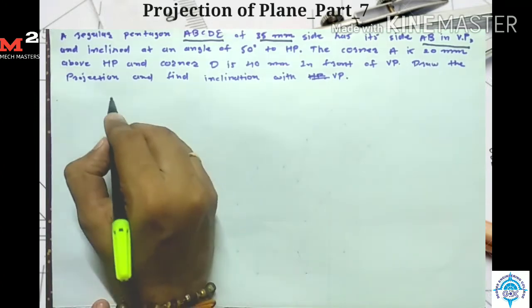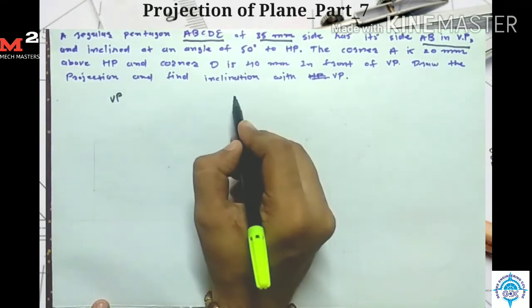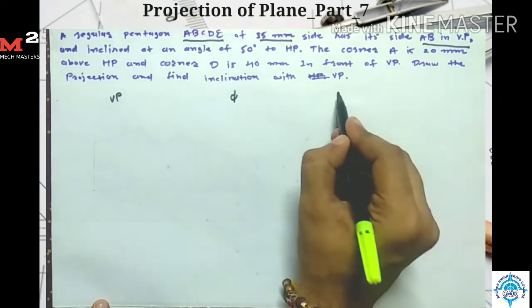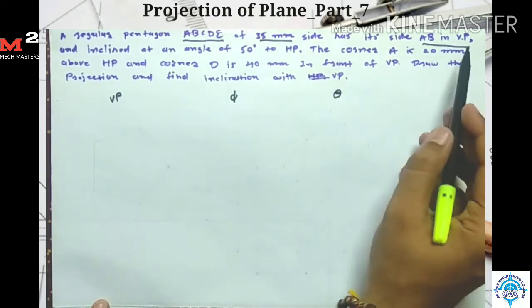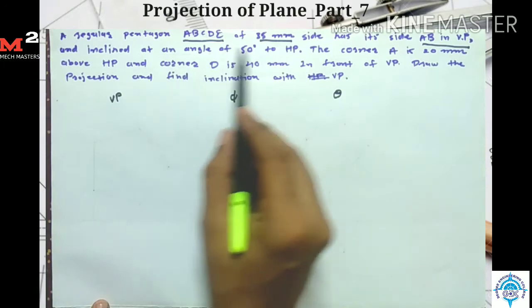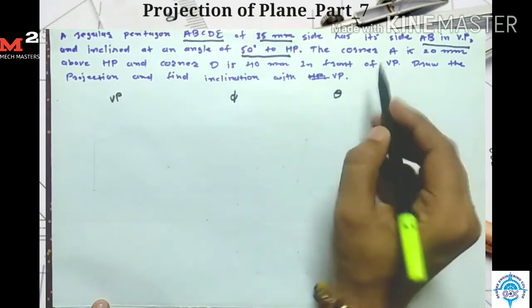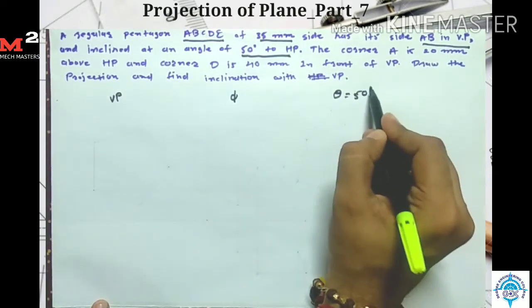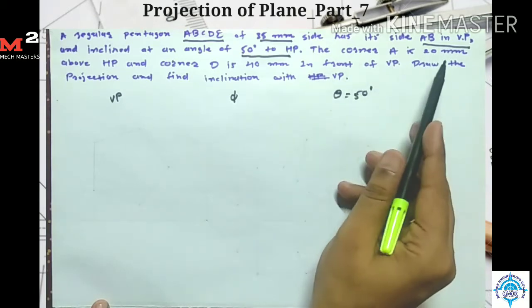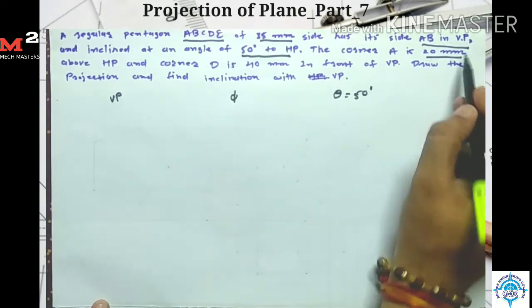So I write down here: first stage is for VP, second stage for phi, and third stage for theta. Okay, VP and inclined at an angle of 50 degree to HP. So theta is equal to 50 degree. The corner A is 20 mm above HP.